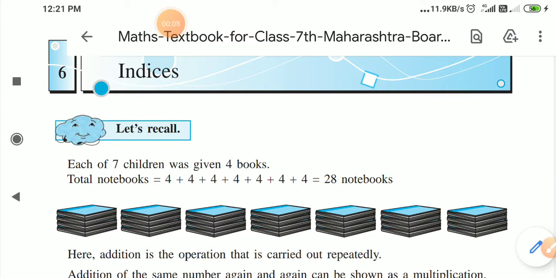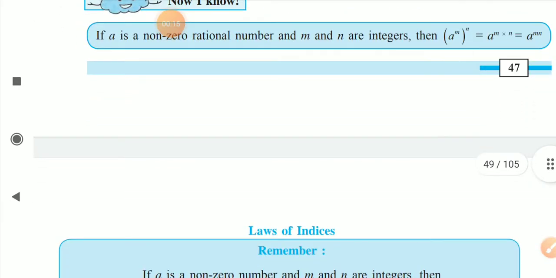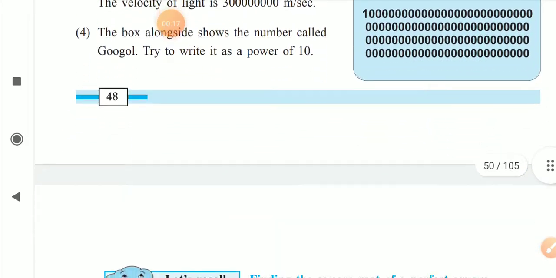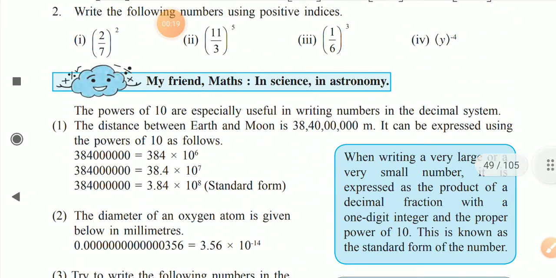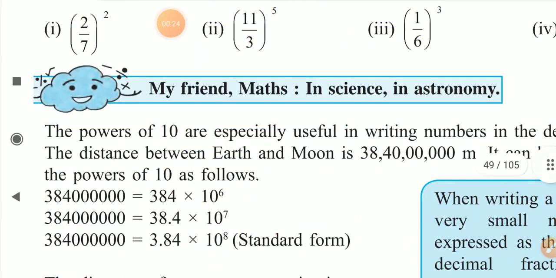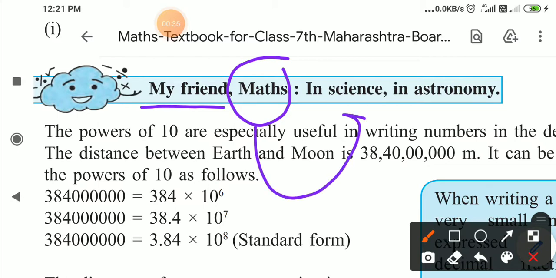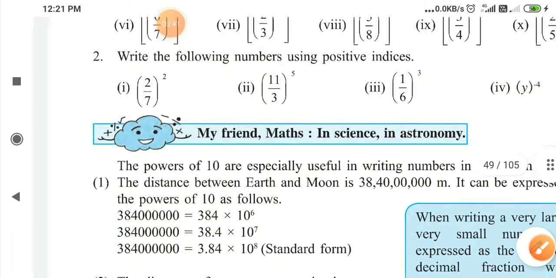Under this lesson today we will see the next part of our lesson that we saw yesterday. This part is: maths, my friend, in science and in astronomy. As you know, all the subjects are related to each other. So who is my friend? Maths is a friend of science and maths is a friend of astronomy. That is what we are going to see here.